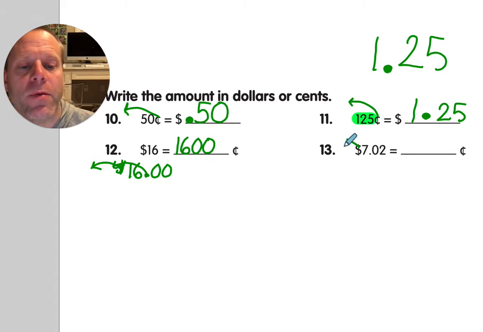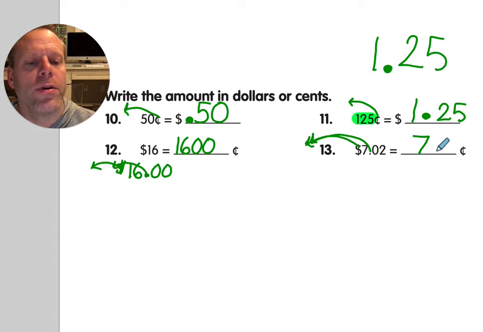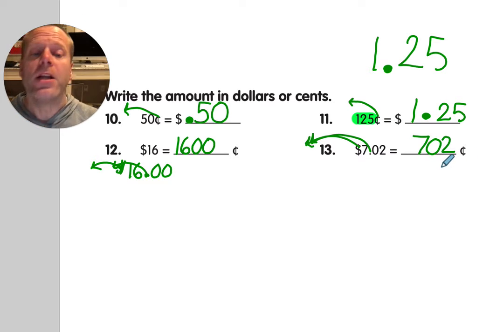Same thing here. Get rid of the dollar sign. Get rid of the decimal point. This one's quite a bit easier because you didn't have to add the zeros, right? They have the cents already here for you. $7.02 is the same as 702 cents. Just feeling out what you'd have to do to change dollars into cents and cents into dollars.